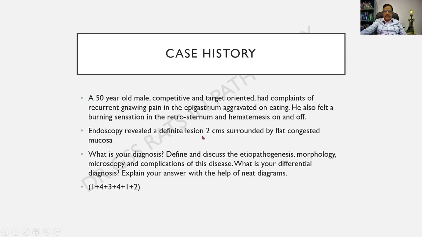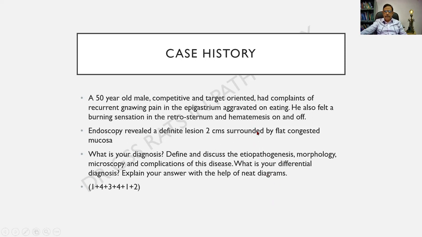Endoscopy revealed a definite lesion about 2 centimeters in diameter surrounded by flat congested mucosa. So the question will be, what is your diagnosis? You discuss the etiopathogenesis, morphology, microscopy and complications. Also mention the differential diagnosis and explain your answers with a neat set of diagrams. This I always emphasize upon. The diagram shall carry us the additional mark we need.